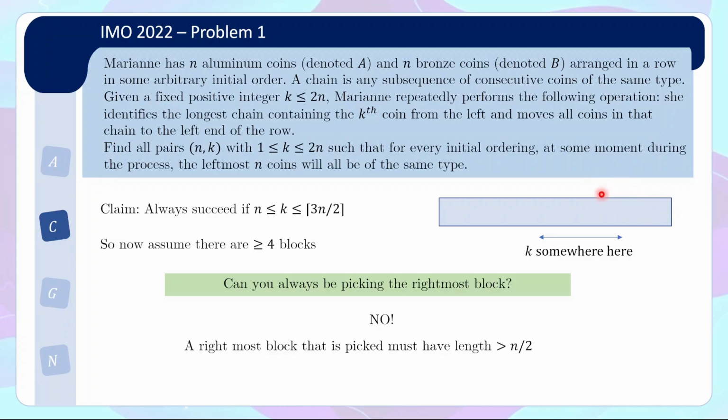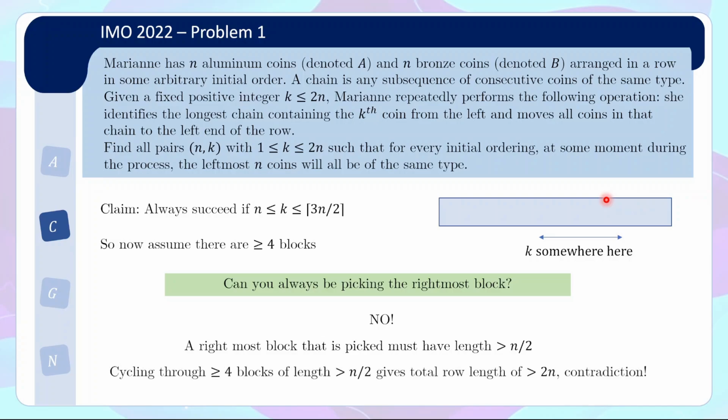Your rightmost block must therefore stretch all the way to where k is. And this means that for k less than or equal to ceiling 3n over 2, you can very easily check, for n odd or n even if you wish, that the rightmost block that is picked must have length bigger than n over 2.